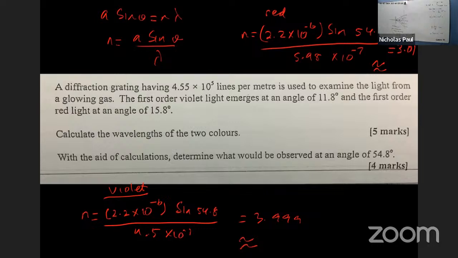So, based on what I showed you here, what is the order of red? 3. So the order of red is 3. What's the order of violet? Still 3. Right? So it's not 4. You don't ever round up, right?